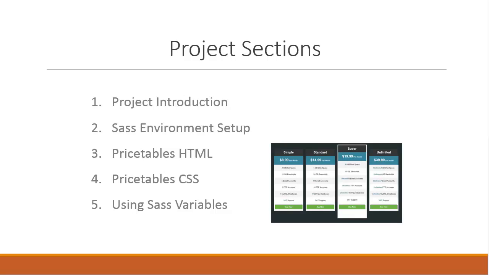So project sections: we'll have our introduction, which we're doing now. We're going to set up our SASS environment before we do anything. Install Ruby, DevKit, and Scout. And then we'll move to the HTML of the price tables. Then the CSS, and then we'll use SASS variables, and throughout the project we'll be using different features of SASS. You can see on the right here we have a thumbnail of the project. Basically 4 pricing tables with different features and costs, and then we have one that sticks out, which would be, I guess, a featured or maybe a most popular package.